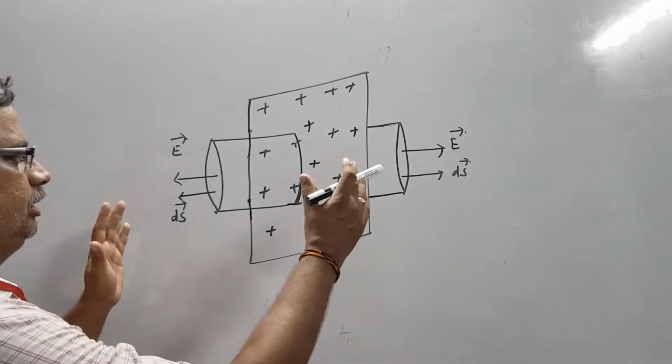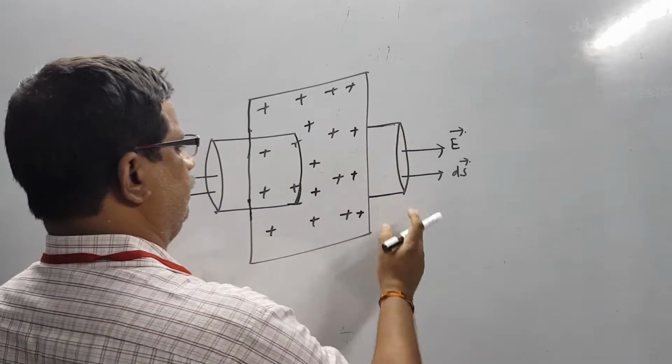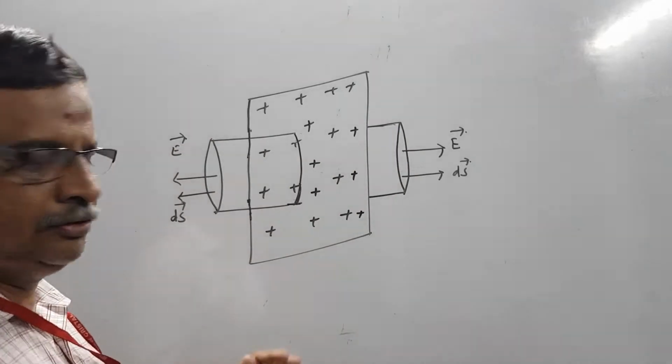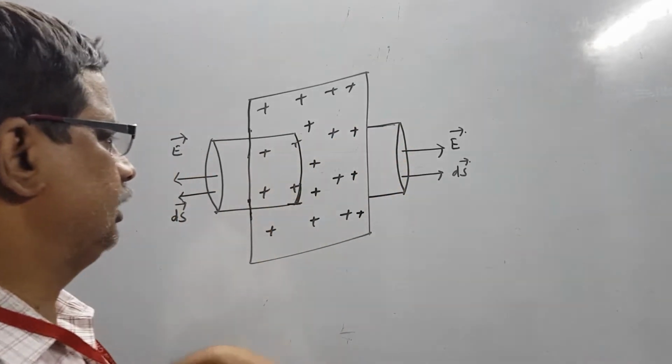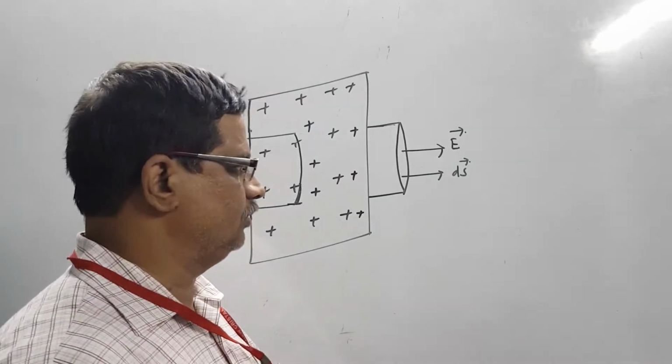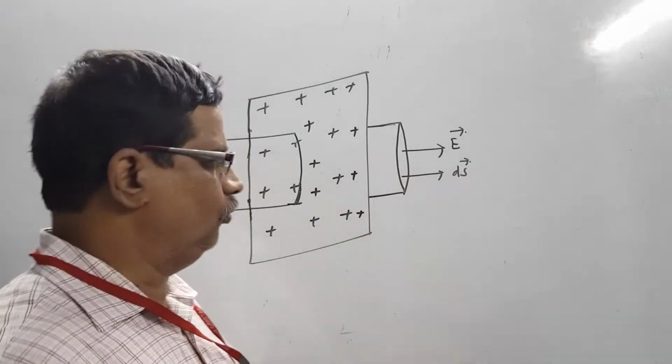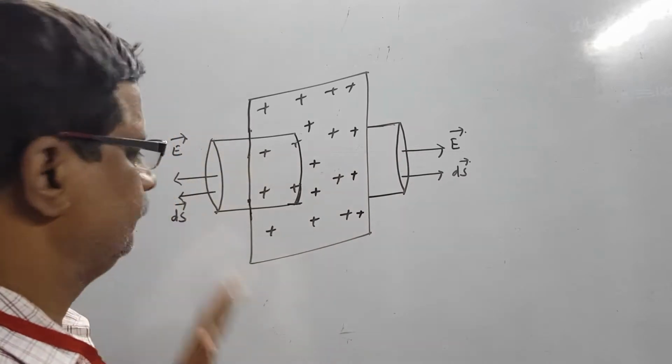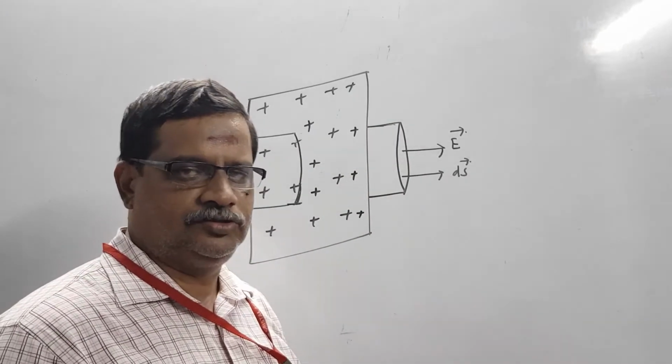Now as you look at the diagram, you can see that on both the faces of the cylinder, the electric field vector and the area vector are parallel to each other, and therefore cos theta is 1, because theta is 0. So over these two flat surfaces, the flux is maximum.